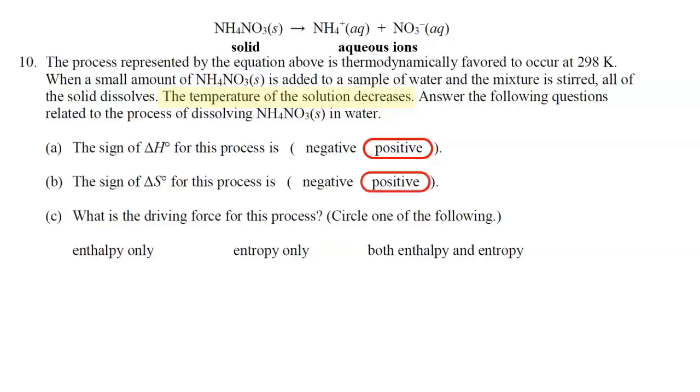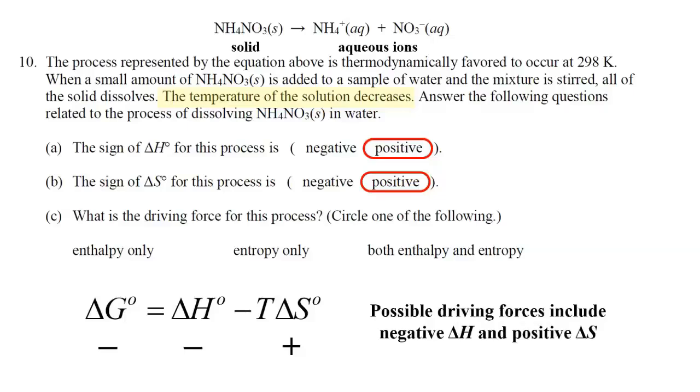Now, part C, what is the driving force for this process? Is it enthalpy only, entropy only, or both enthalpy and entropy? Remember that we're looking for something that would support a negative delta G. So the driving forces are negative delta H, which we do not have in this example, and positive delta S, which we do have in this example.